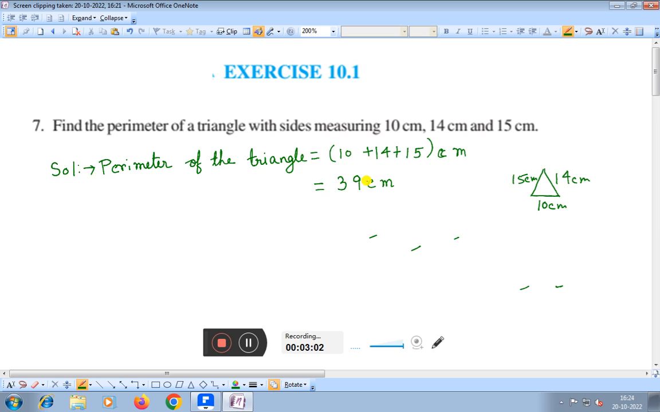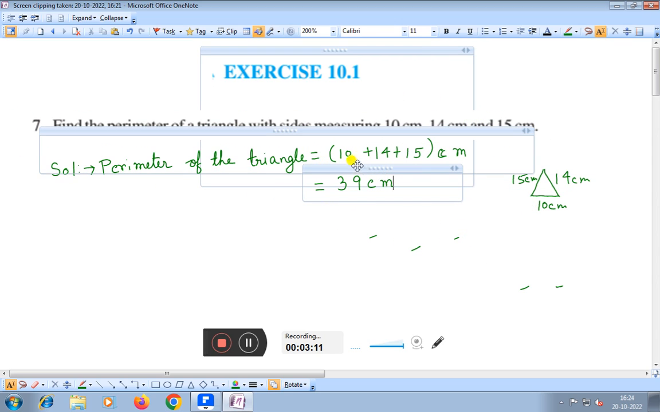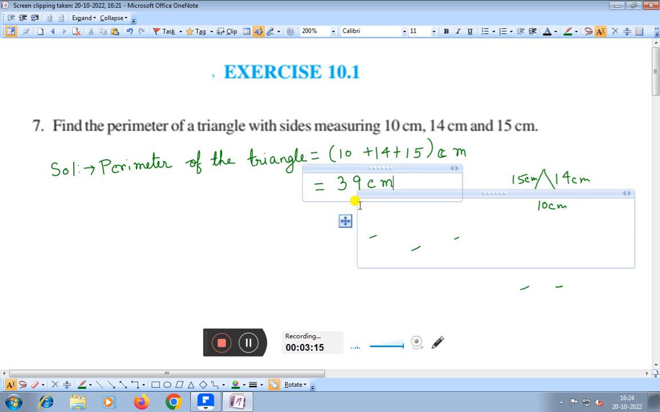Right, here we found the perimeter of the triangle with sides measuring 10 centimeter, 14 centimeter and 15 centimeter. That means the perimeter of a triangle is the sum of all the sides, that is 10 plus 14 plus 15. 5 plus 4 is 9, 1 plus 1 is 2, plus 1 is 3. Therefore the perimeter of the triangle is 39 centimeter.